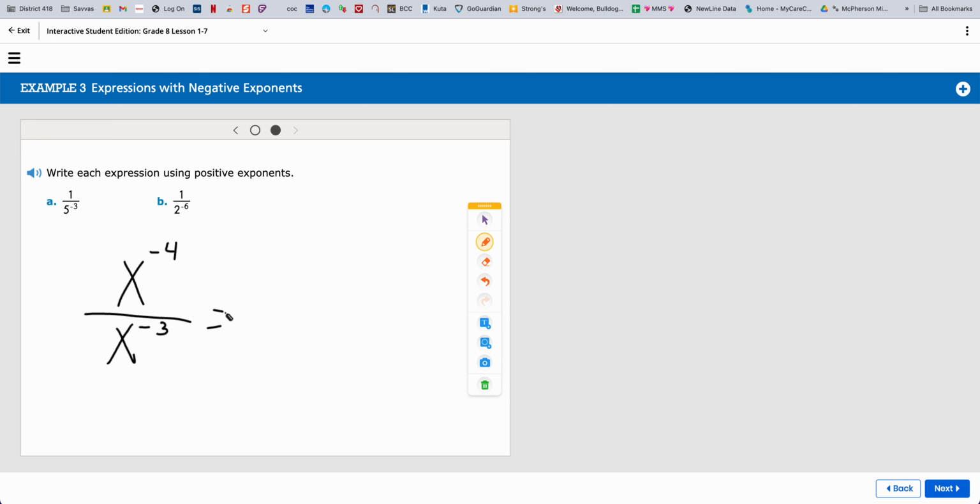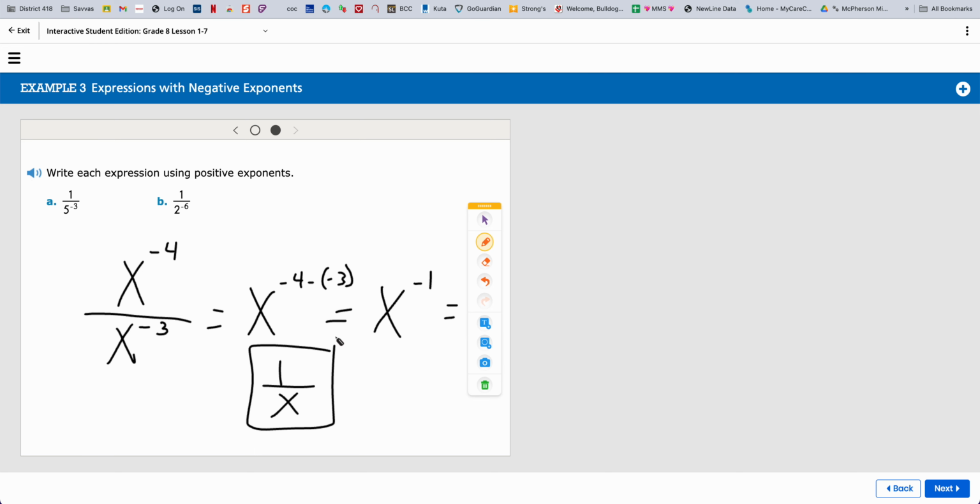So this would be x to the negative 4th minus negative 3, which is a pain in the neck. That would be x to the negative 1, so I would need to make it 1 over x. Subtracting a negative is adding, so negative 4 plus 3 is negative 1. You have a list of each rule.